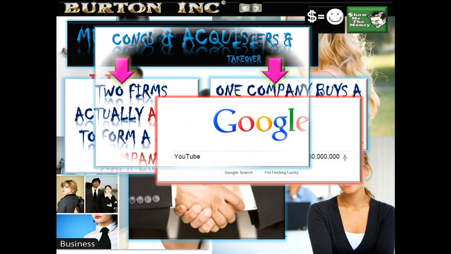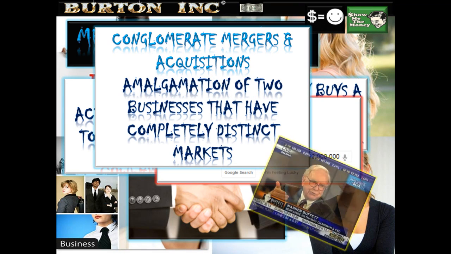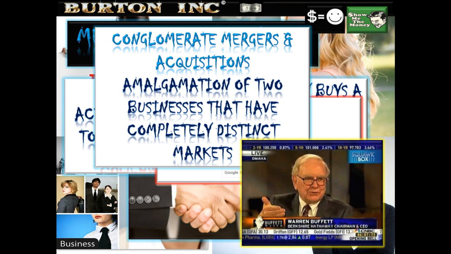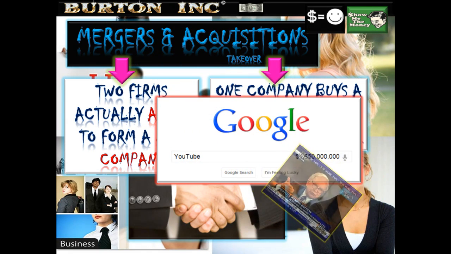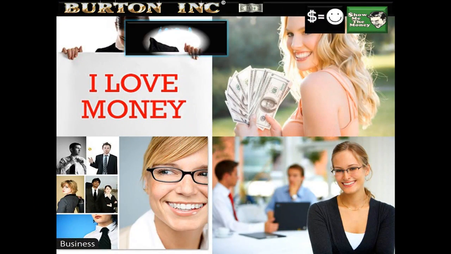And the last one, conglomerate mergers and acquisitions. This is an amalgamation of two businesses that have completely distinct markets. Now Warren Buffett, the sage of Omaha, he buys companies all the time, takes over companies all the time, acquires companies all the time. And they are typically in different industries. M&A, mergers and acquisitions.